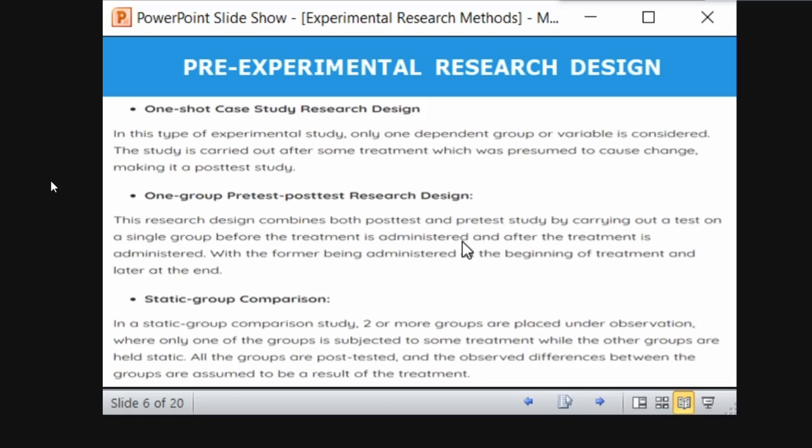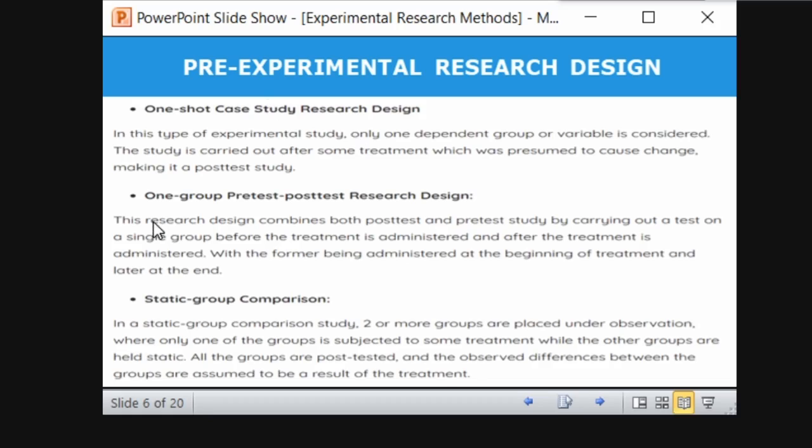When you compare a single group based on pre-test and post-test, it is called a one group pre-test post-test research design. In one shot, only post-test is there, no pre-test. In one group pre-test post-test, it is the same group only, there are no two groups. A pre-test is there, and after some treatment, some teaching is done, and then the post-test is done to assess whether they have improved or not.